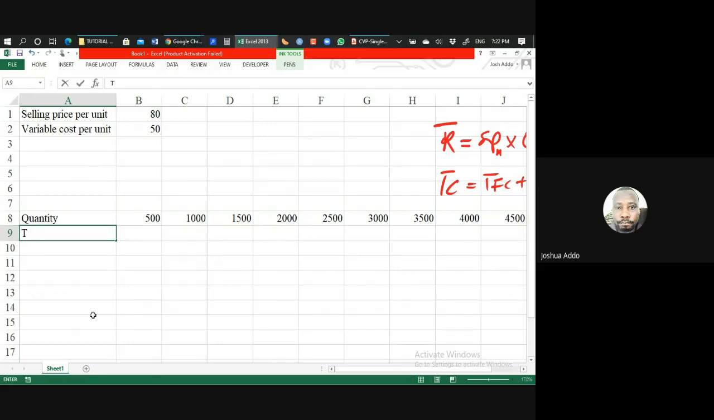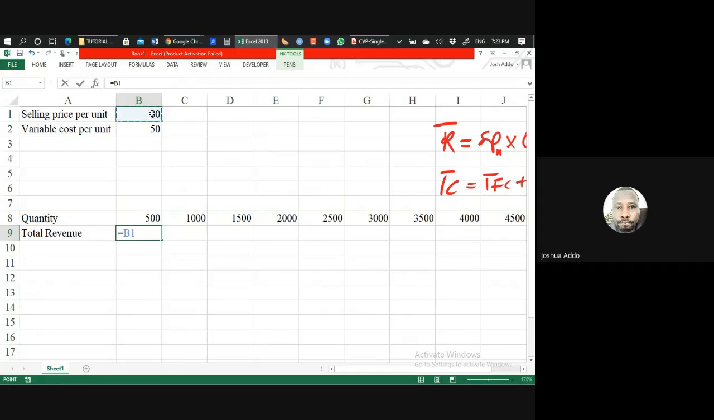Total revenue. Total revenue, look at the formula on your right hand side: selling price per unit times quantity. So in Excel, when you want to do a formula, you begin everything you are typing with an equal sign. That tells the program you are building a formula. So I've done equal to selling price per unit. This is 80. So I click on the 80.